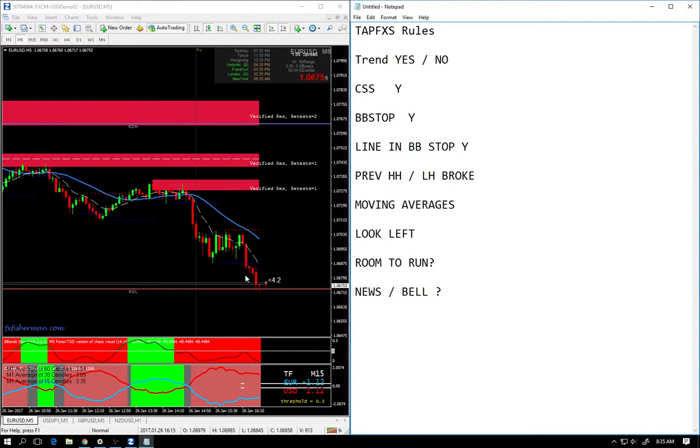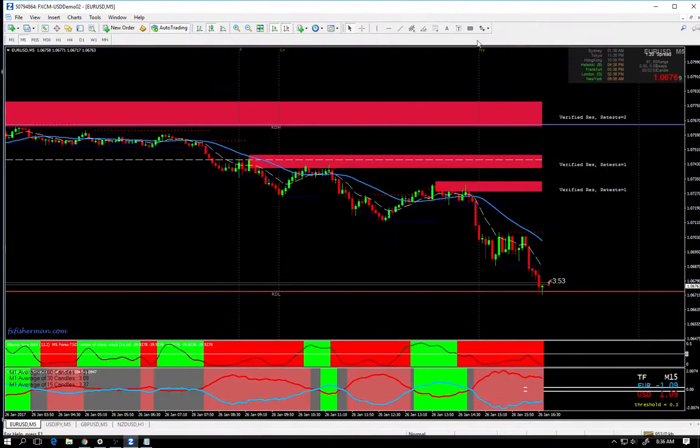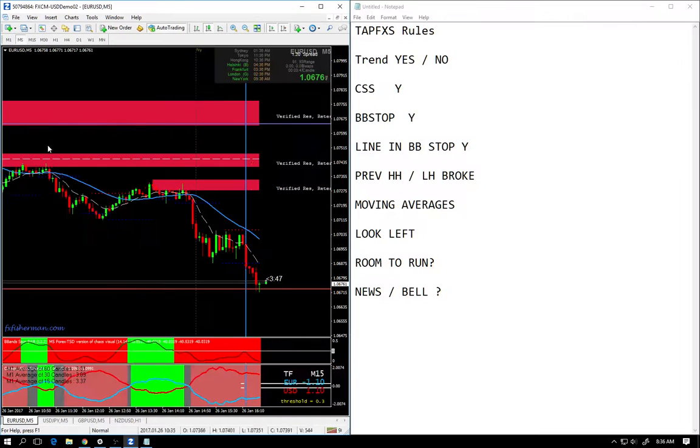Next, previous higher high or lower high broken. Right here it was broken by a close. It was not ambiguous. So our candle that we were watching for was, let me get to drawing tools. We'll come back. Here was our candle that said yes for the trade. Alright.